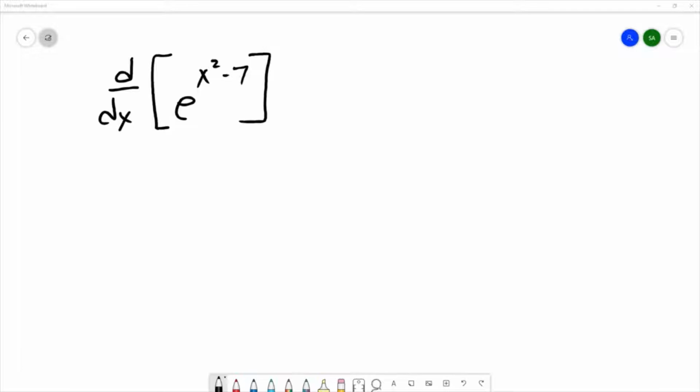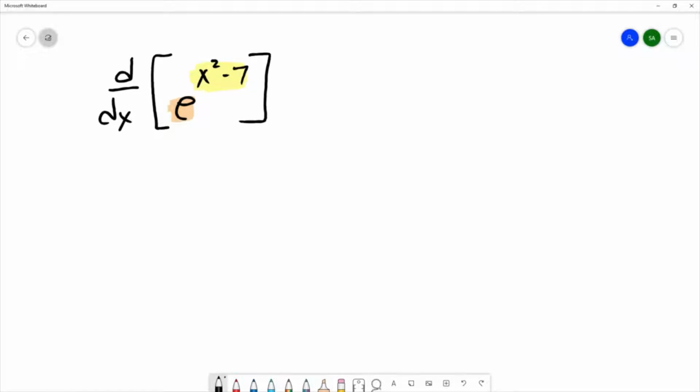We want to find the derivative of e to the x squared minus 7. And we're going to use the chain rule on this, because in the exponent, we have something other than x. So in the exponent, which is on the inside, is x squared minus 7. And then on the outside is this exponential e.